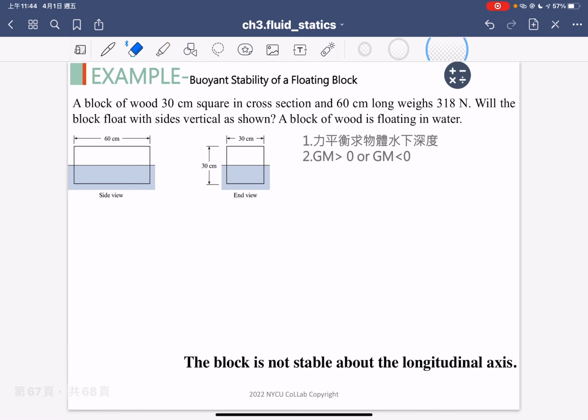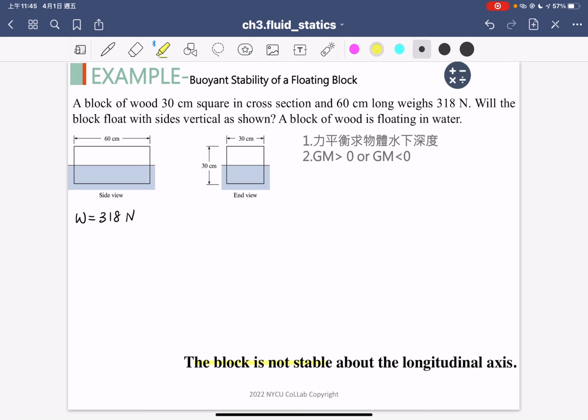So we may have the exercise, and today we only have two exercises, and then we finish the class. The exercise is just a practice on how we can predict the stability problem. So we put the wood, and the length of the wood is 60 centimeters, and the weight of the wood is 318 Newtons. So we just write down some important information. The weight of the wood is 318 Newtons. And you see our final answer, the block is not stable.